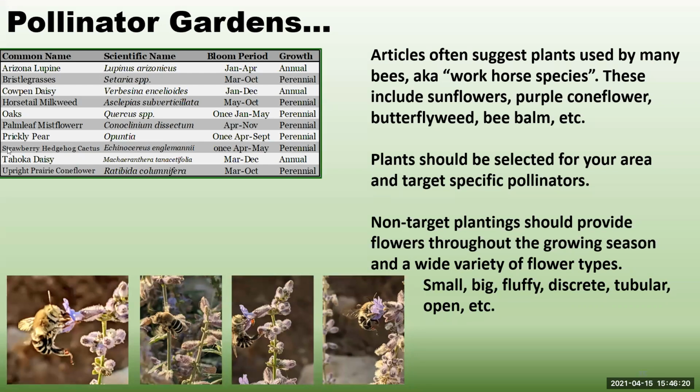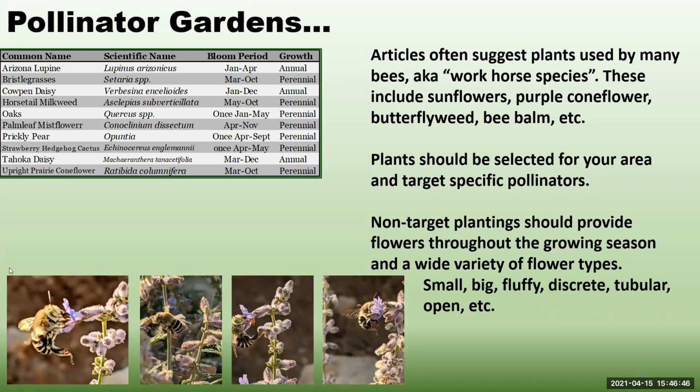Oaks are important for a number of lepidopterans, and they also produce a lot of wood and vegetation that can be used in a garden for rebuilding that leaf litter or dead wood structures that various pollinators can use. But this is not something that I'm saying you have to incorporate in your garden. I just know a lot of people like something to start with, and this is a good starter list.